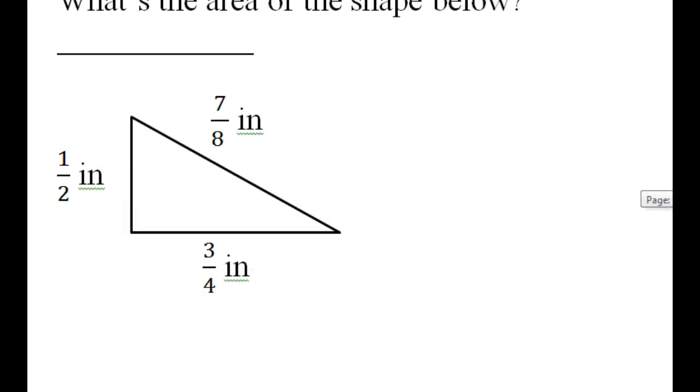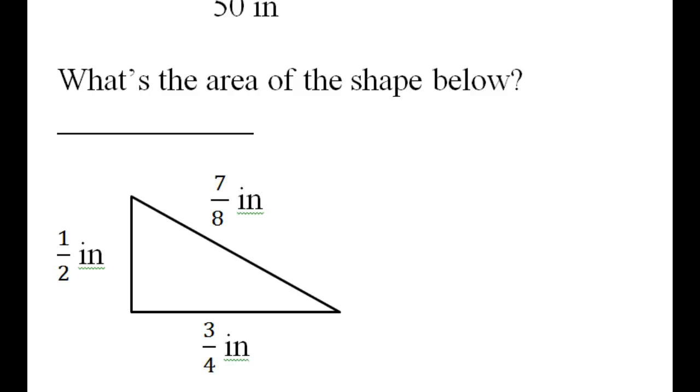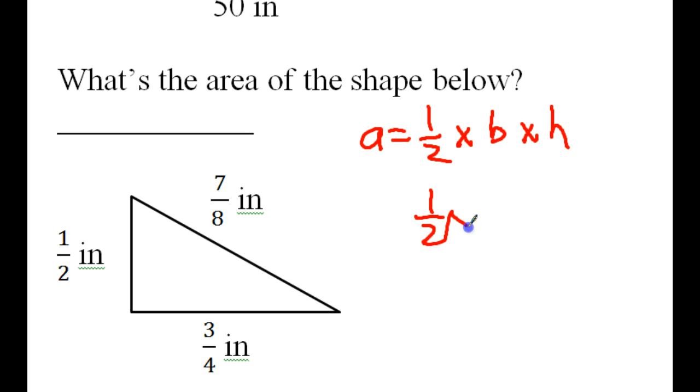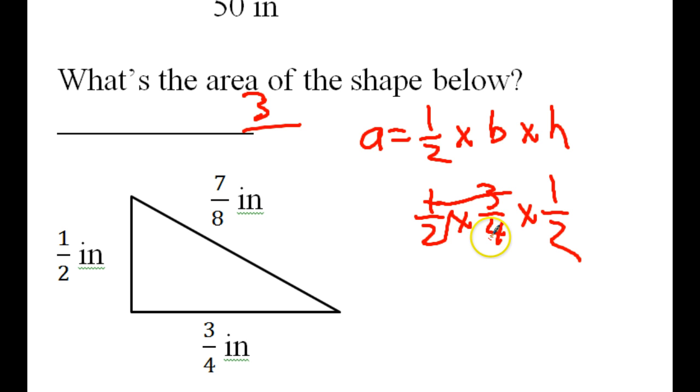What's the area of this shape below? And since I have a triangle shape, area equals 1/2 times base times height. So 1/2 times the base, which is 3/4, times the height, which on this one is 1/2. Then I just multiply them out. Since I'm multiplying fractions, it's top times top times top. 1 times 3 times 1 is 3 on the top. And on the bottom, 2 times 4 is 8, times 2 is 16. 3/16 square inches.